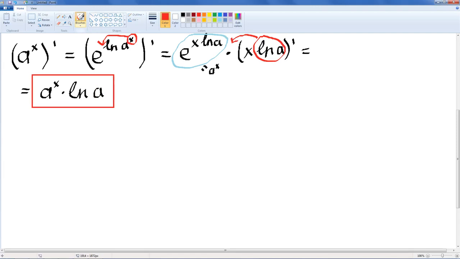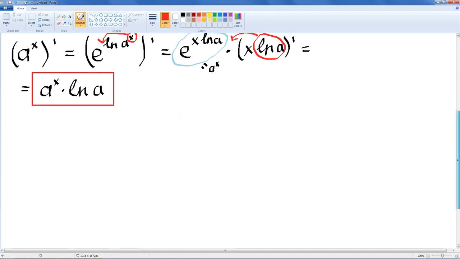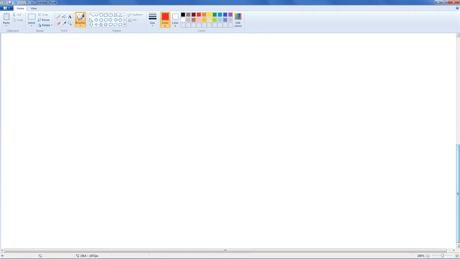The derivative of a to the x is equal to a to the x times ln a. Very simple. Now, let's try one more. And this time we're going to do the product rule. So we got u times v prime.